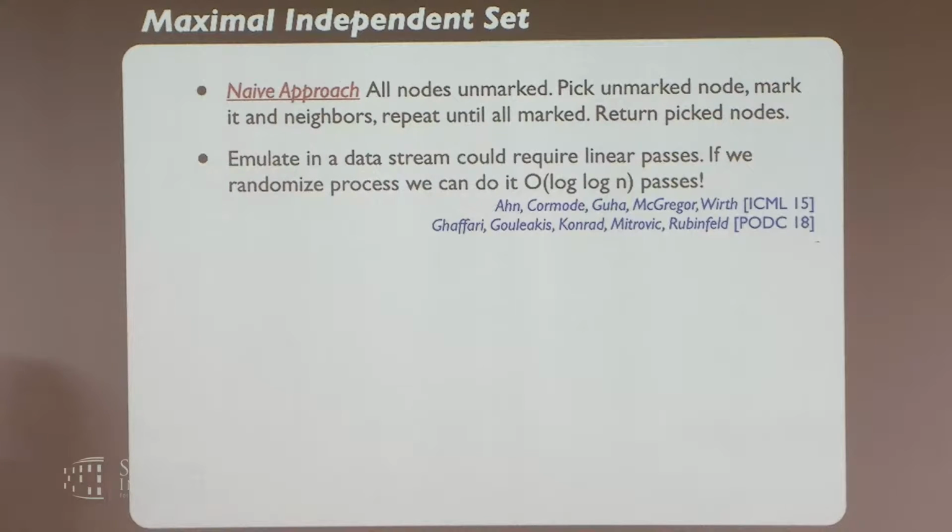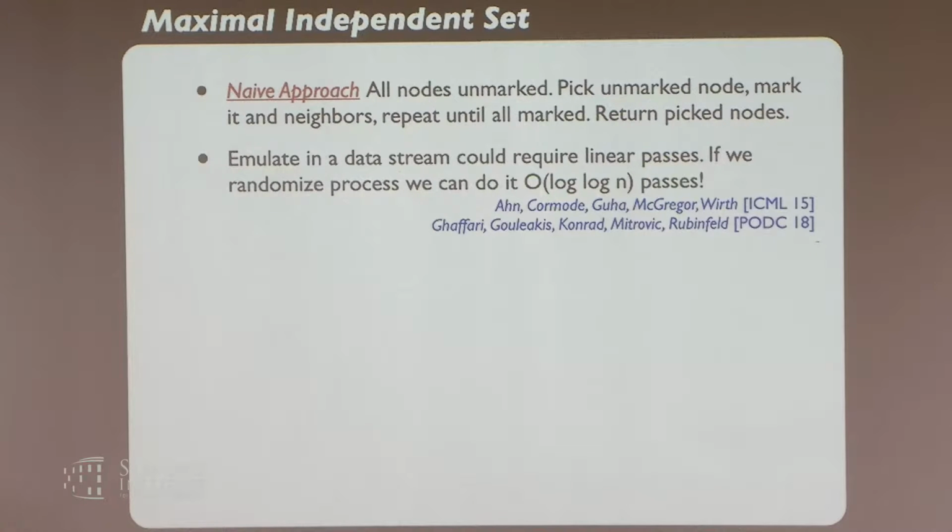Sometimes I allow multiple pass algorithms, but I don't allow them to be a linear number of passes. It turns out, however, and this is related to an idea we saw yesterday in a different context, that if you randomize the ordering in which you pick these nodes when you run this generic algorithm, you can get it down to log n passes.